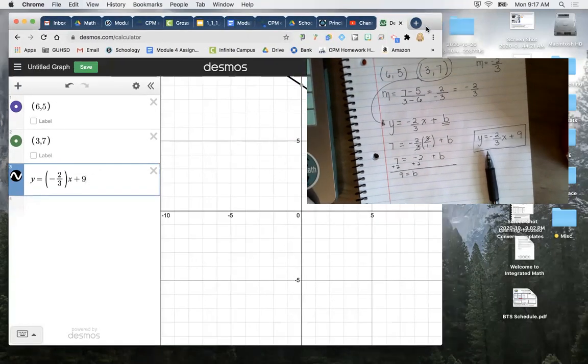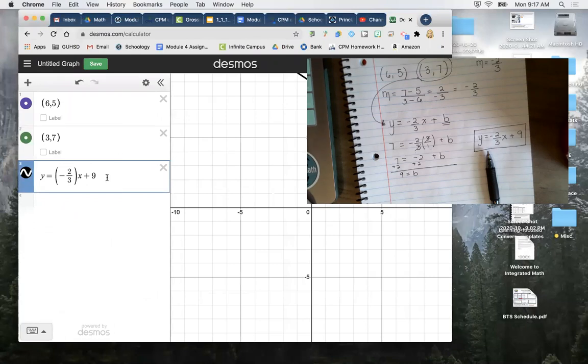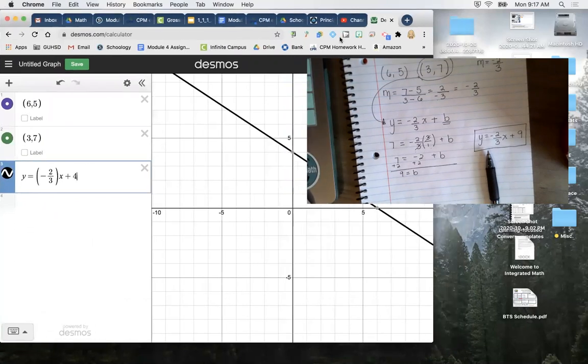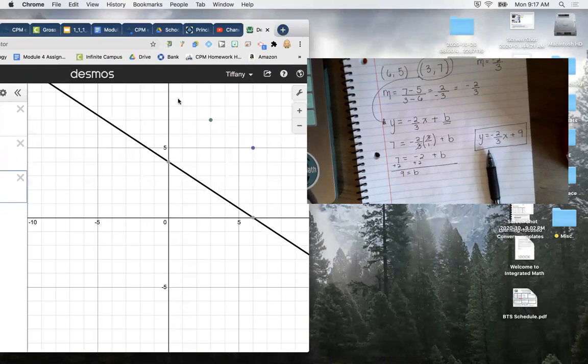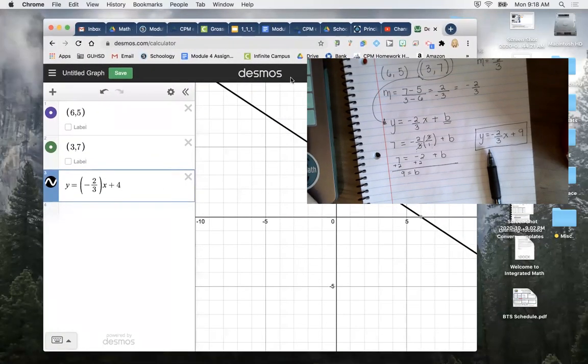It better go through those 2 points that I have, and it sure does. You can see I still have my 2 points, and they're on that line. If it didn't, let's say that I had plus 4 instead. I had plus 4. Look at that. It doesn't go through them. Okay, it doesn't go through those 2 points. Okay, that's all for notes.